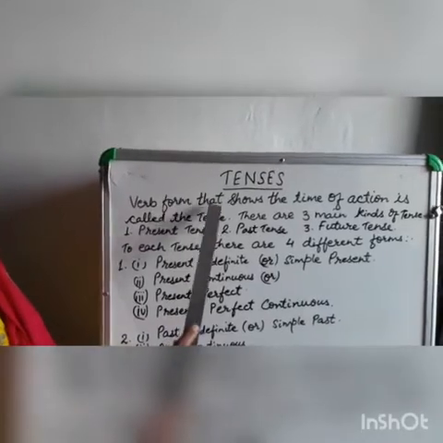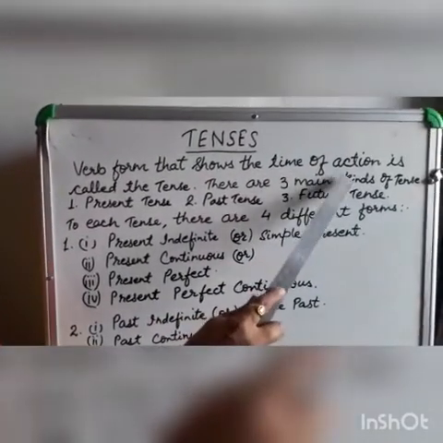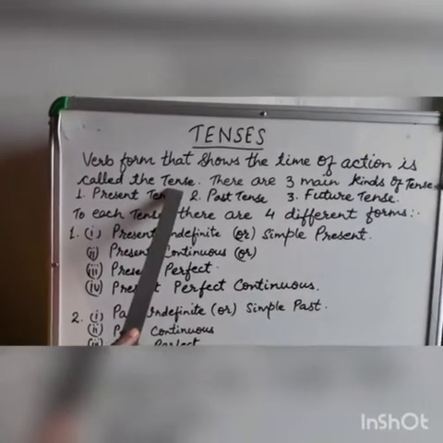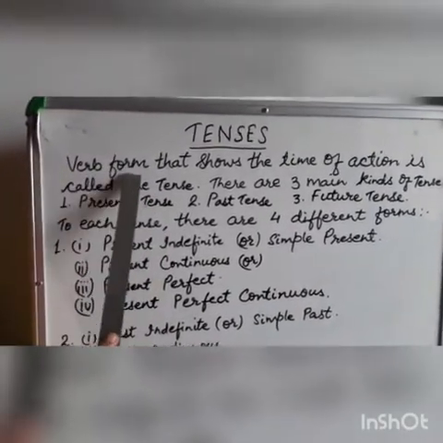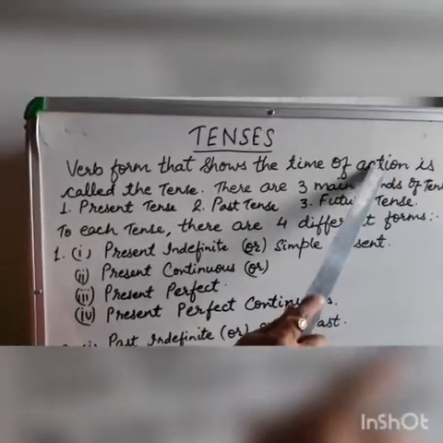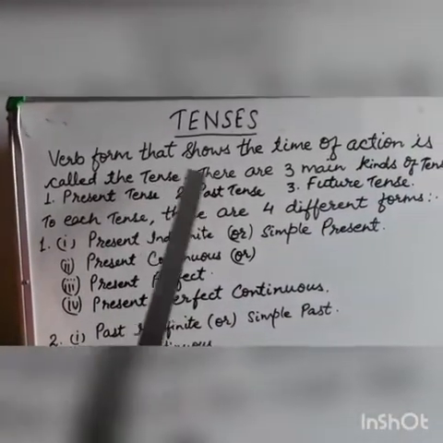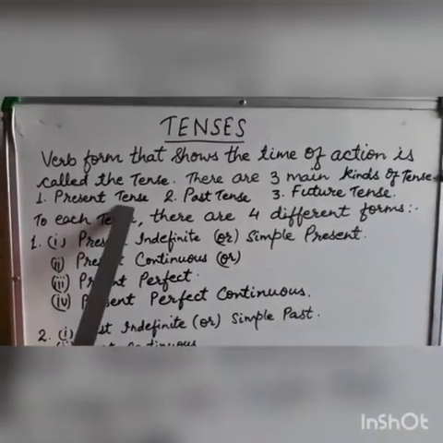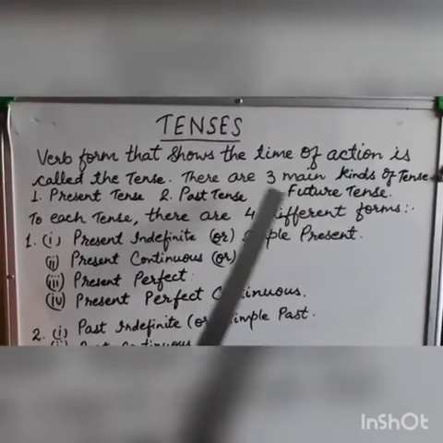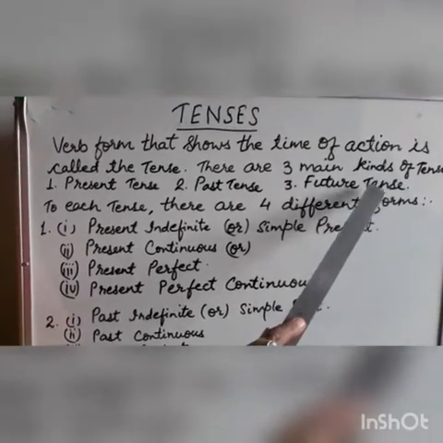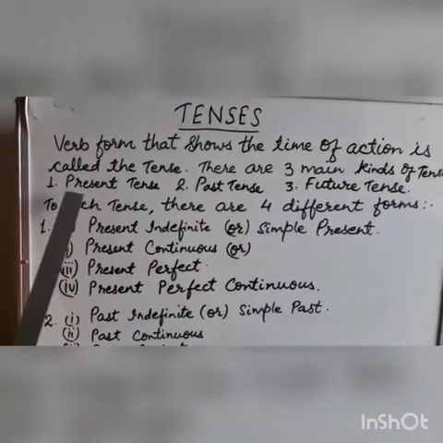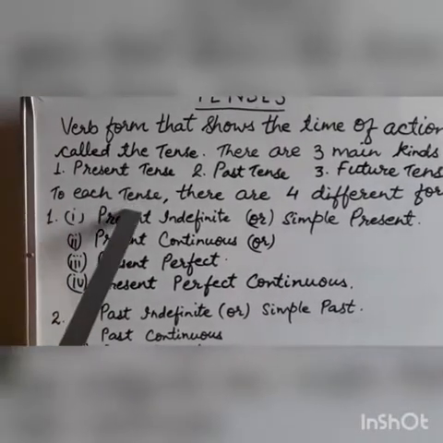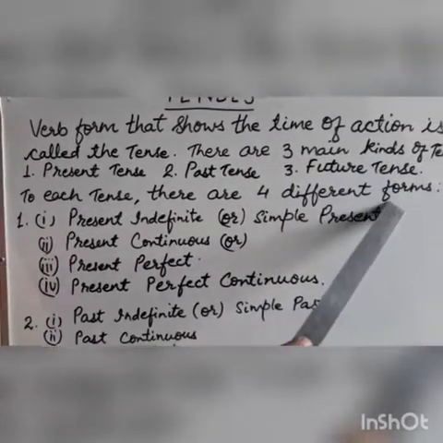Verb form that shows the time of action is called the tense. What is a tense? Verb form that shows the time of action is called the tense. And there are three main kinds of tense: present tense, past tense and future tense. In your previous classes you must have studied about these tenses in brief. To each tense there are four different forms.